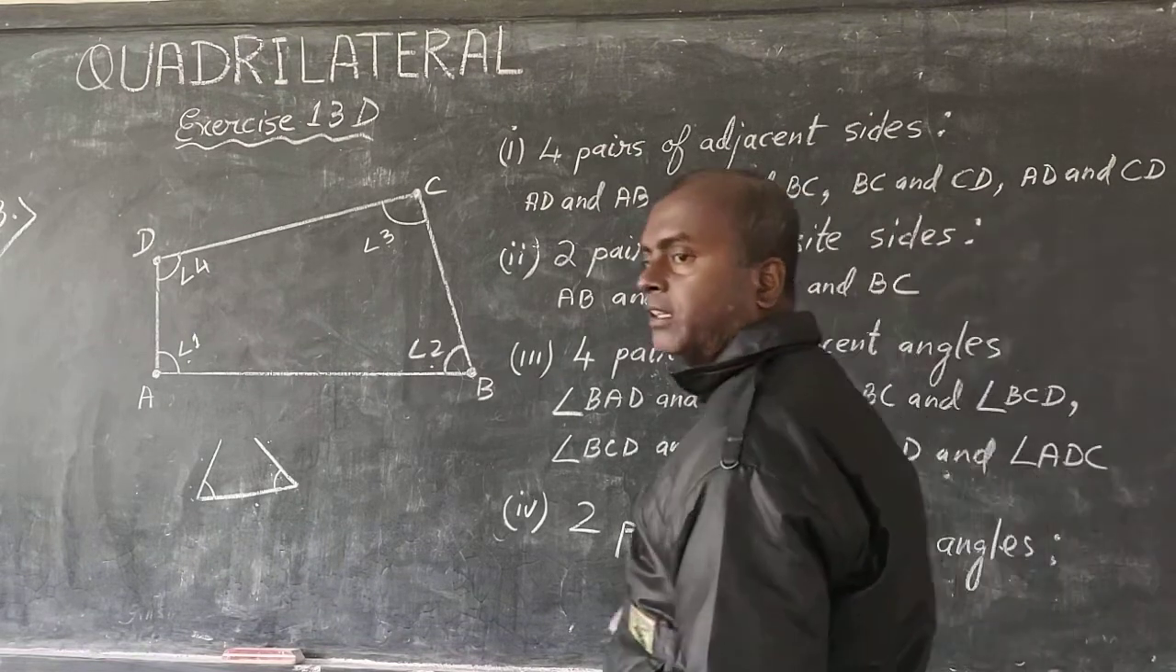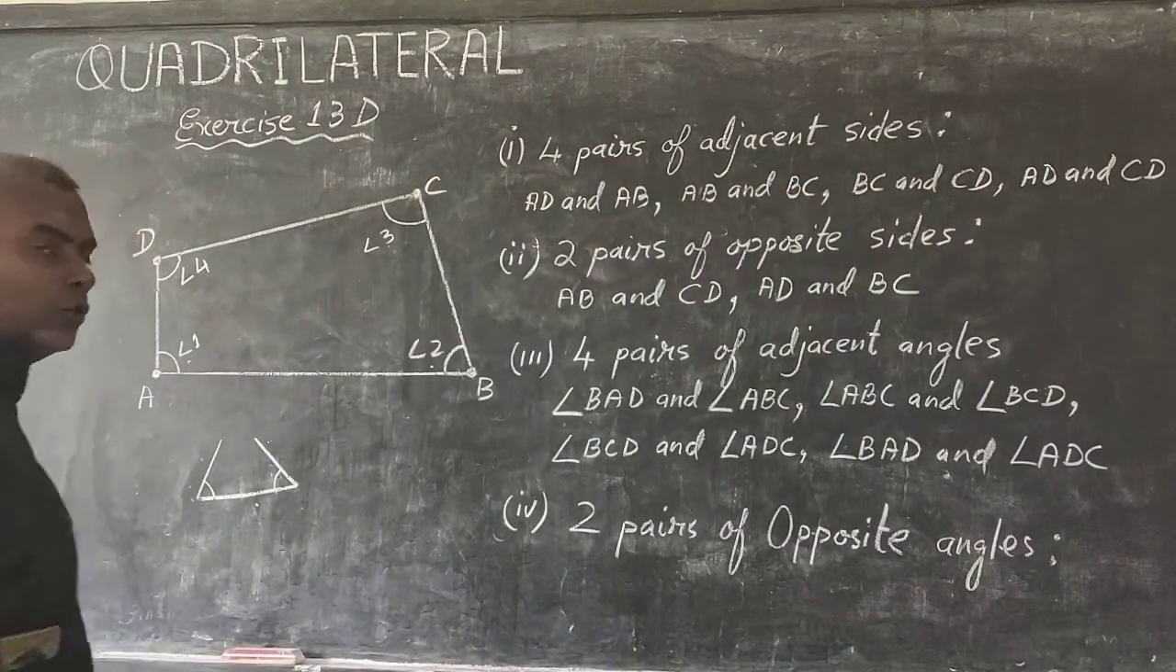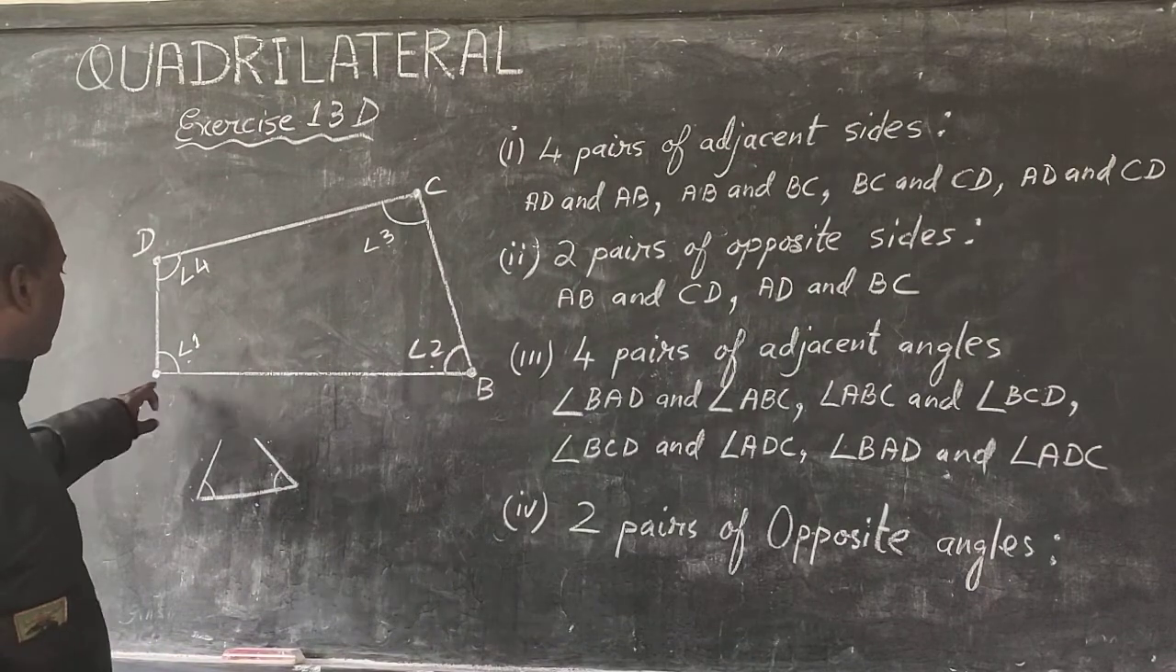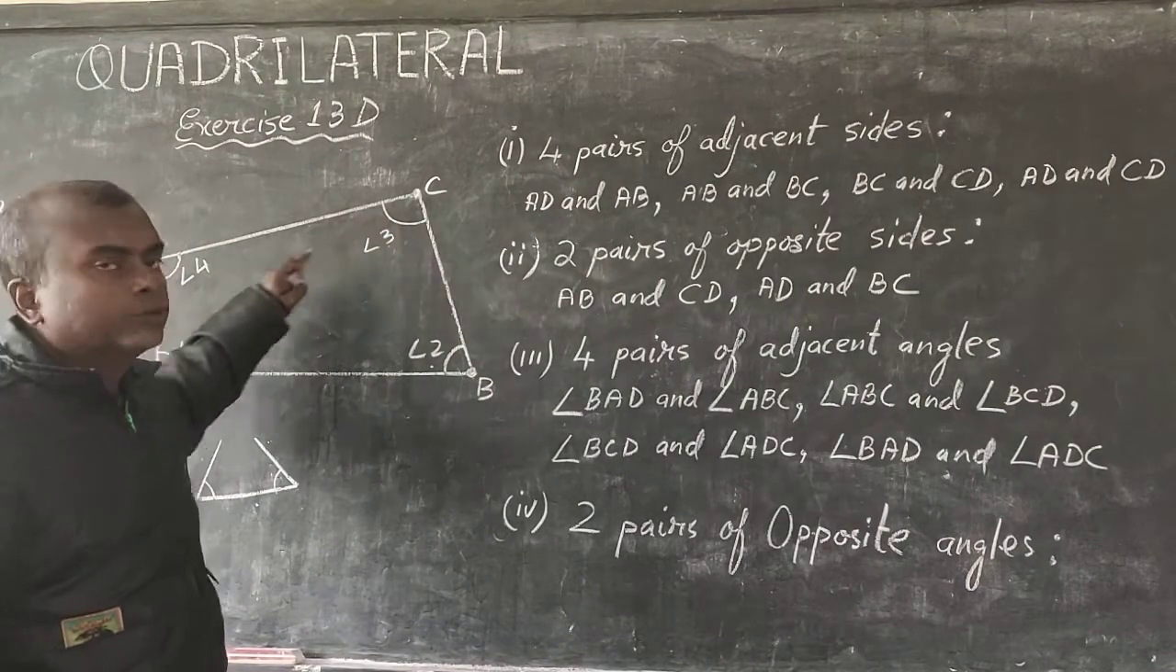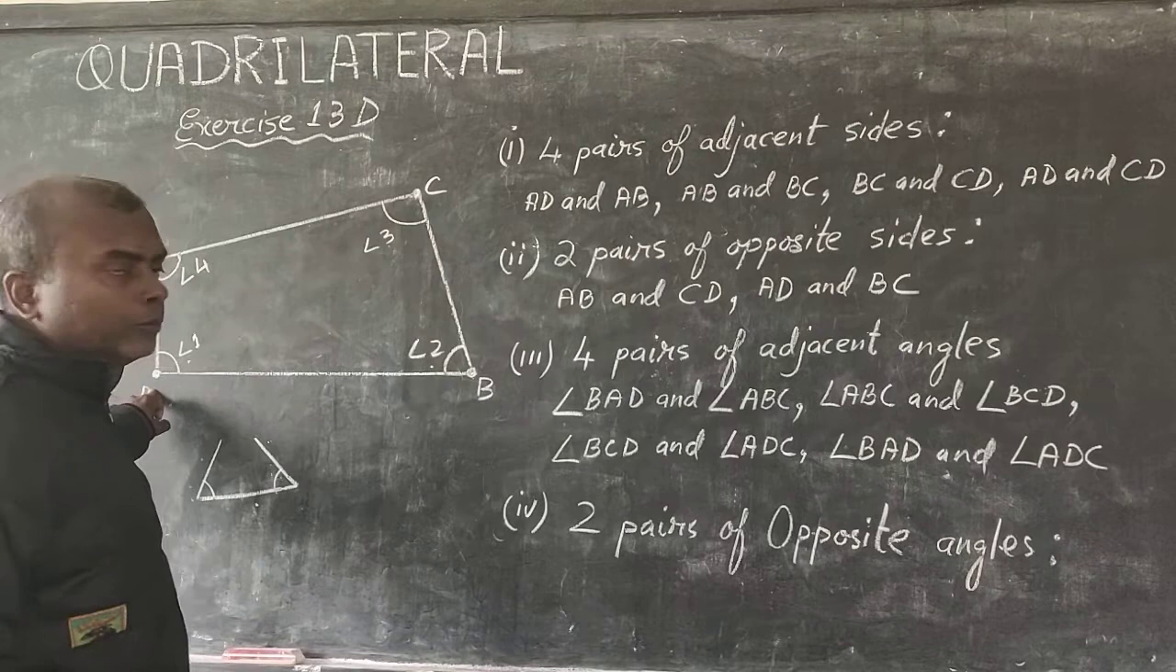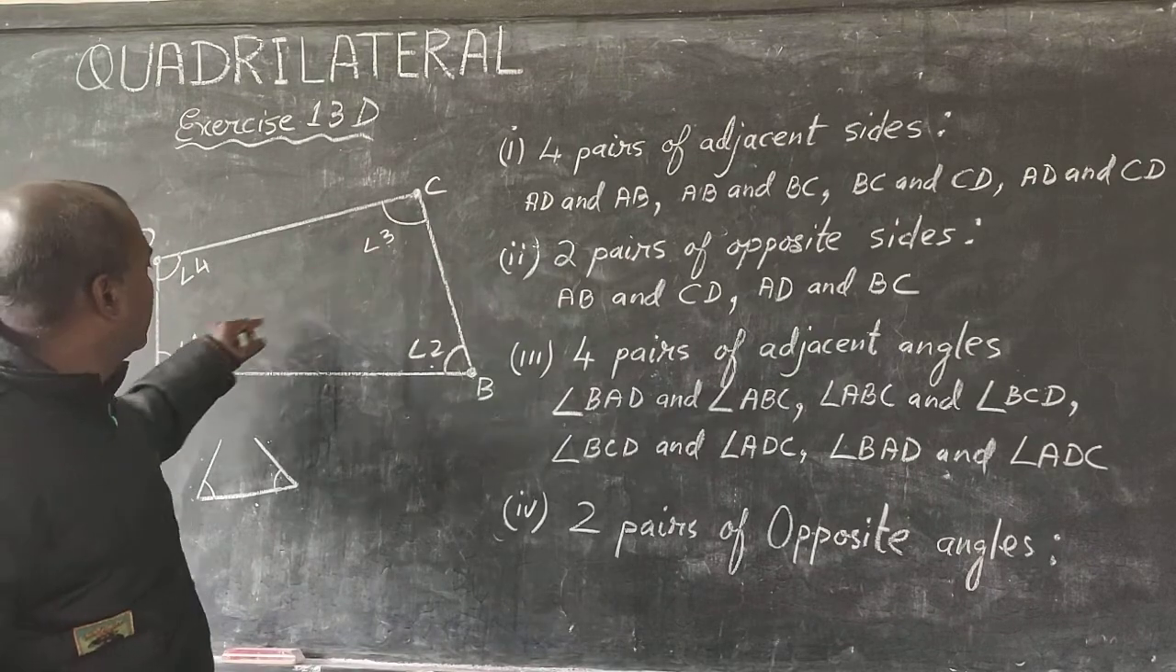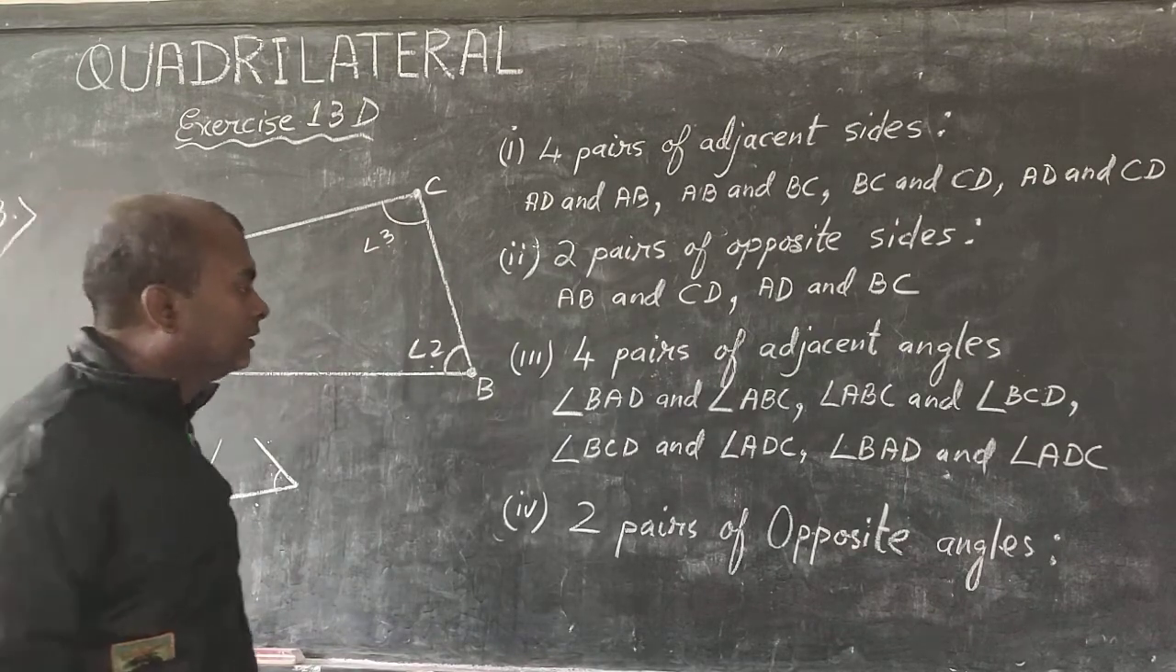Okay, what are opposite angles, I said? Just know which are not adjacent, they are opposite. And opposite angles are formed with opposite vertices. C and A are opposite vertices. So angle 3 and angle 1 are opposite angles.